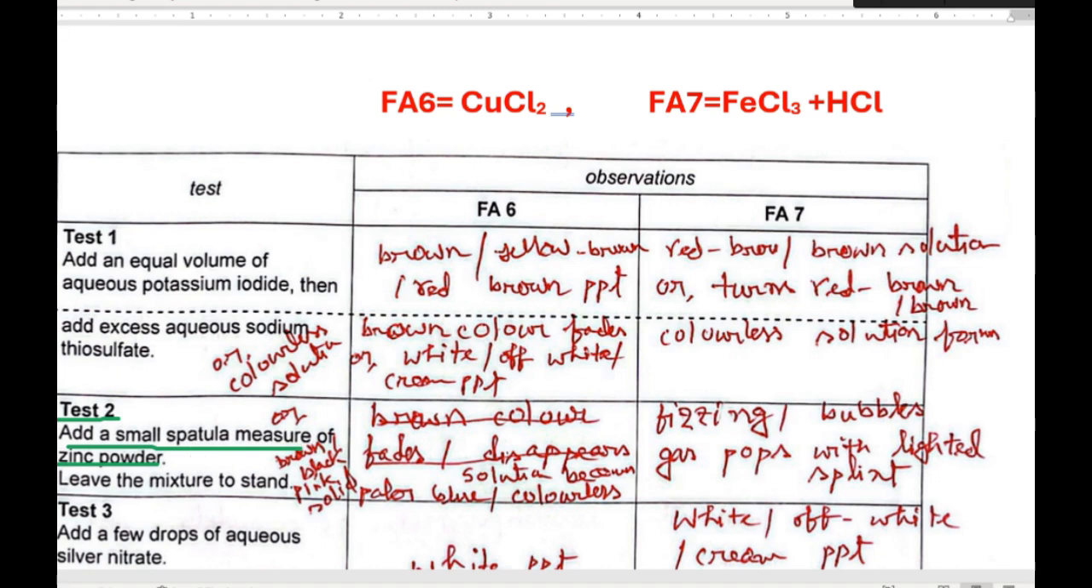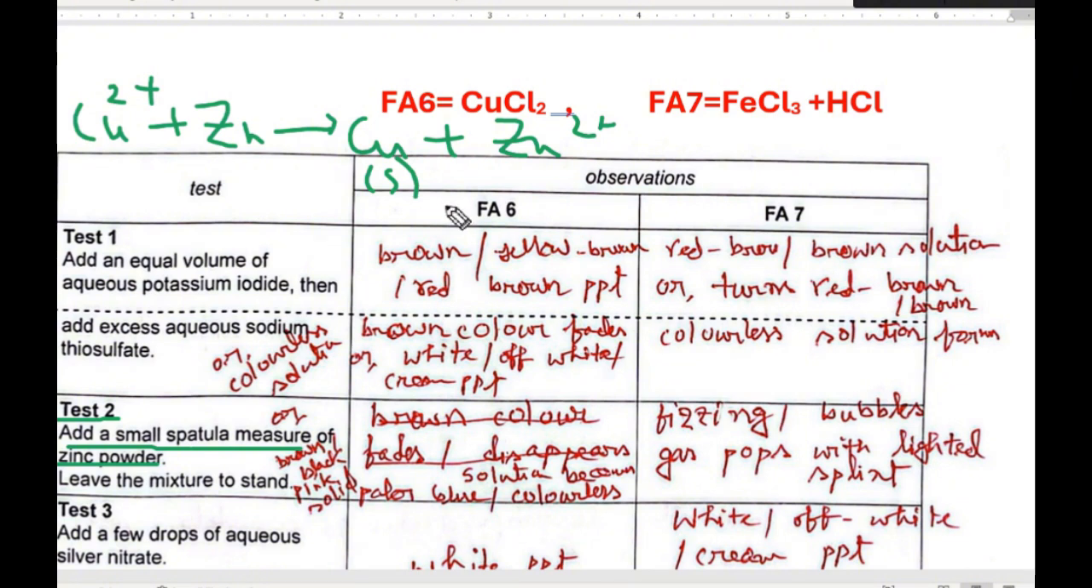If zinc powder is added to this copper 2 ion, chloride ion solution, a displacement reaction happens: copper plus zinc 2 ion. Zinc is more reactive, so zinc loses electrons to form zinc 2 plus ion, and copper gains 2 electrons to form copper solid. Copper solid is pink brown, so you can write brown pink solid, or you can write zinc metal also deposited.